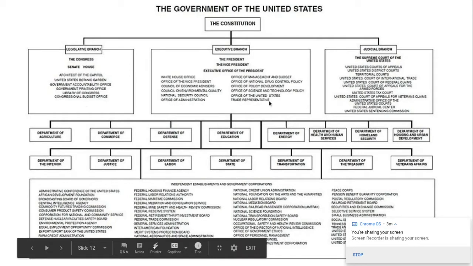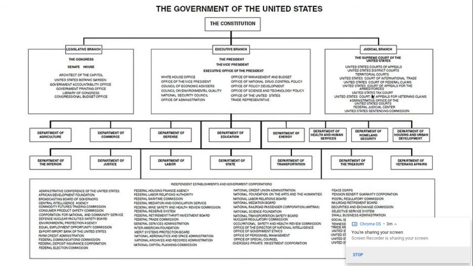Of course, the legislative branch and judicial branch don't fall under the executive branch.